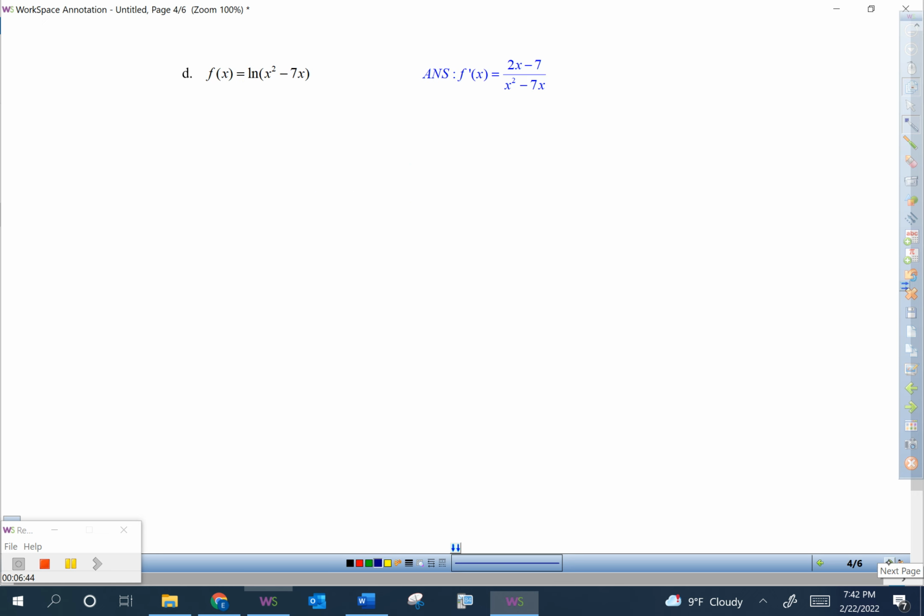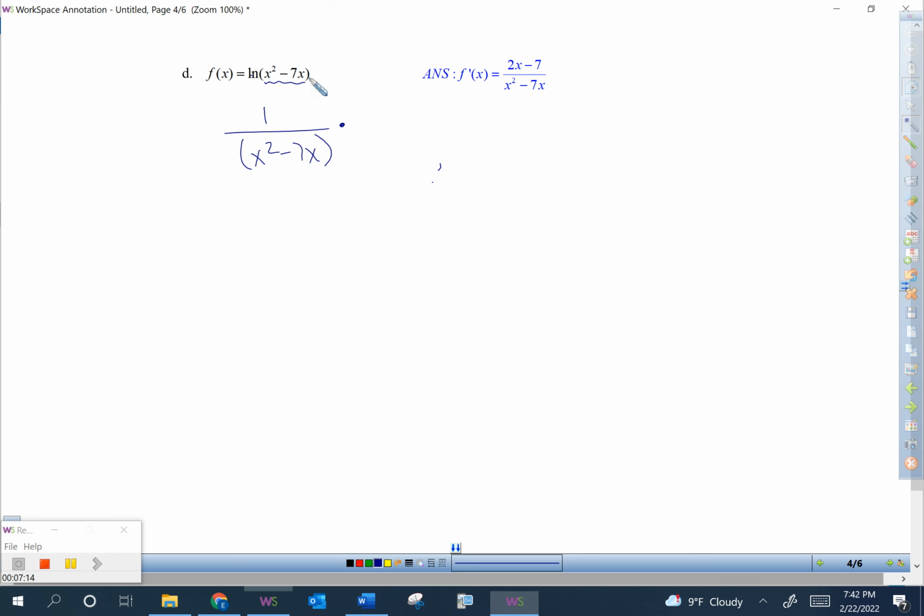Okay, so next part, we've got a natural log, and this is what I was talking about: sometimes you have extra pieces in your natural log, and so that's telling your brain that chain rule has to happen. So we're still going to use our rule where it's 1 over the inside stuff here. So this x squared minus 7x, that's the first part, just the derivative of the natural log is 1 over the thing inside the parentheses. But then we have to multiply it by the derivative of the thing inside the parentheses.